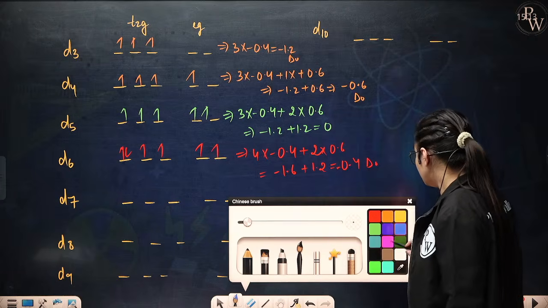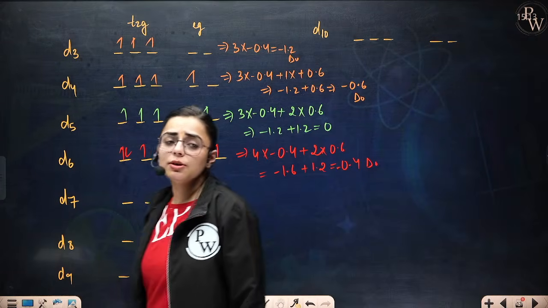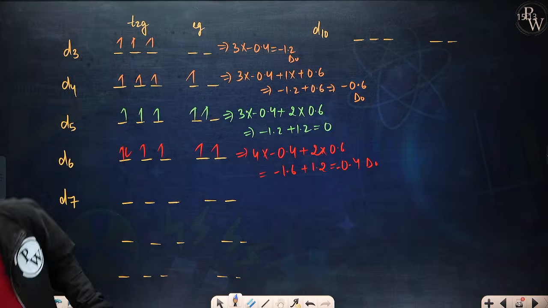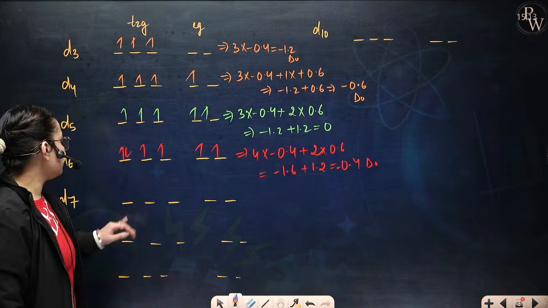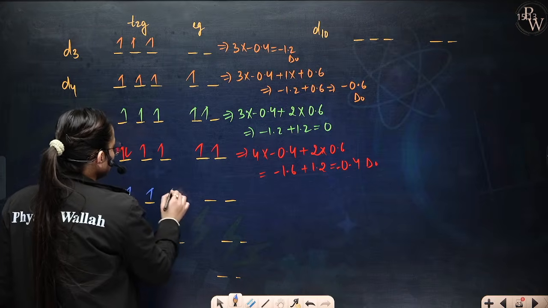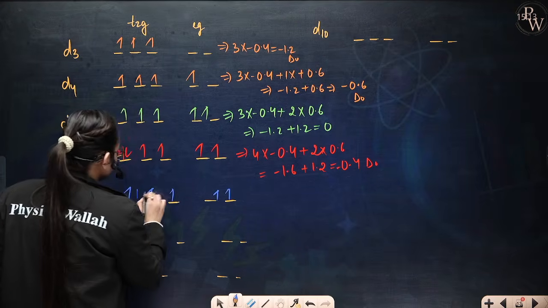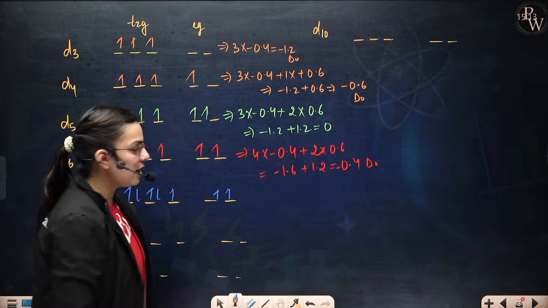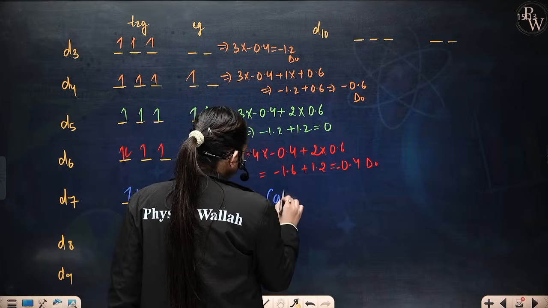Let us see the next one. If I talk about D7 configuration, see, in the case of D7, it is again 1, 2, 3, 4, 5, 6 and 7. So you need to write the answer. This you have to calculate on your own.